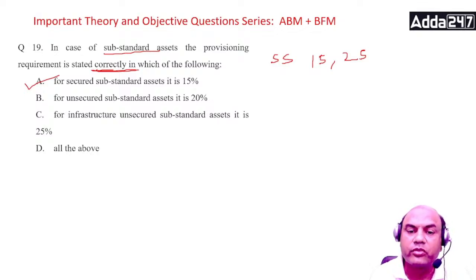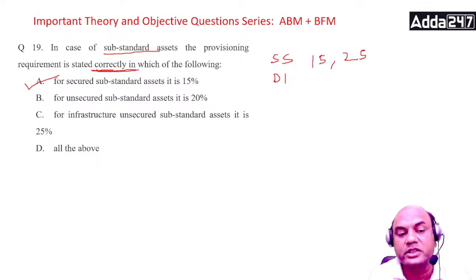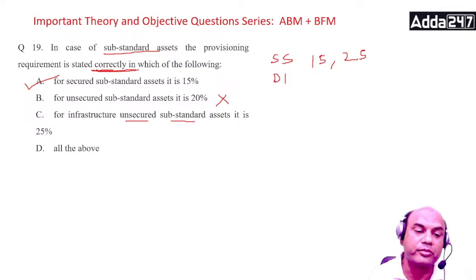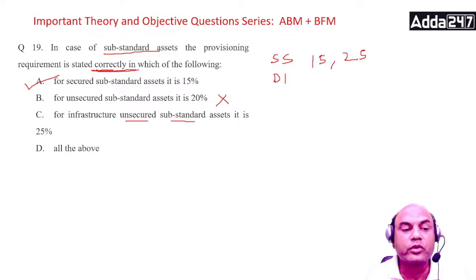For doubtful, see this, it's written over here, unsecured substandard, which is this unsecured substandard. So it is 25. That is wrong. So this is wrong. Infrastructure unsecured substandard assets, it is 25%? Unsecured. Okay. Substandard. Infrastructure unsecured. So that is reduced now by RBI. So that is not 25%. Got it? So the only correct answer over here is A.